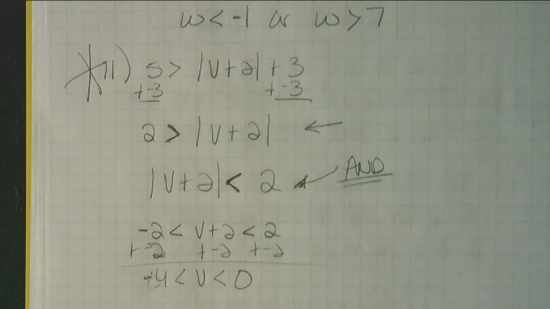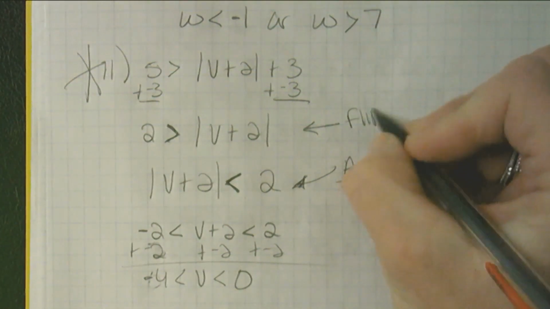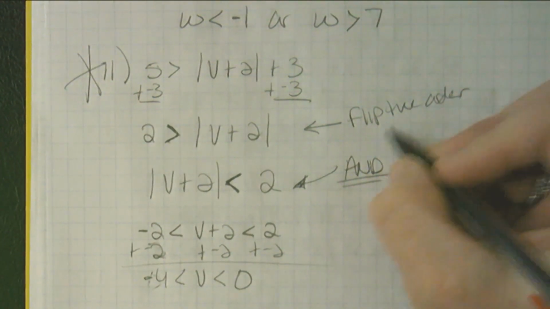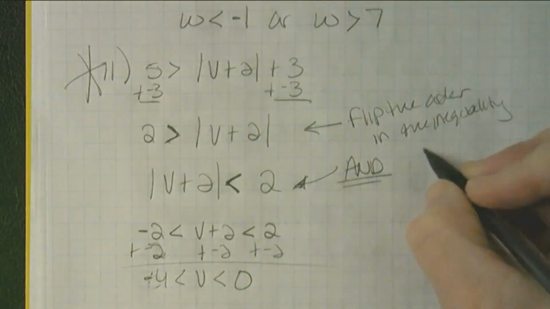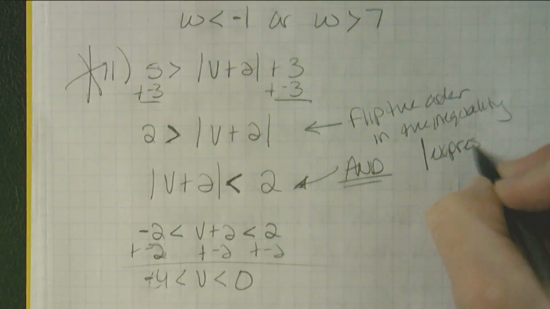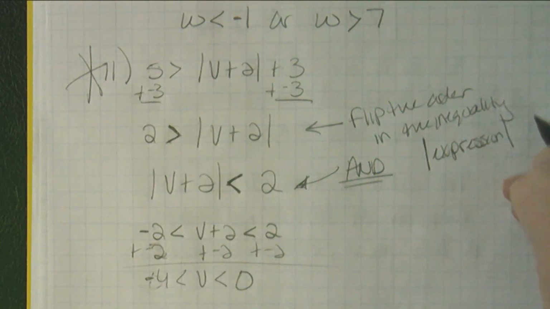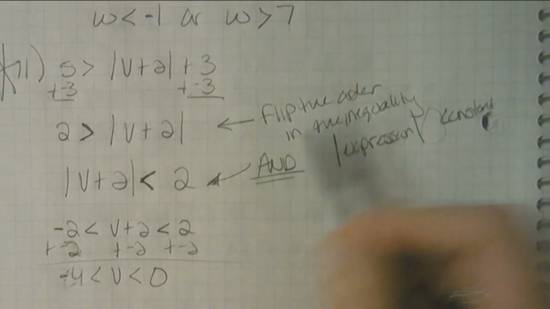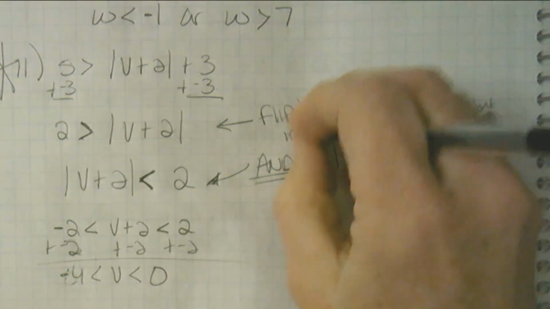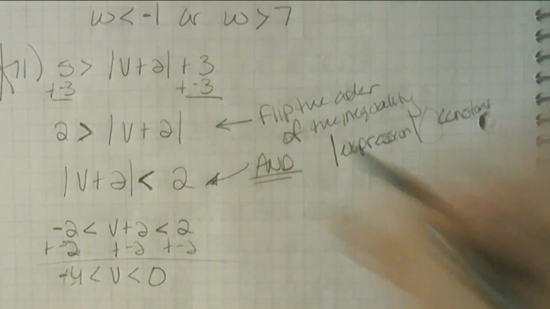Nick, what can I do for you, sweetie? We need to flip the order. Flip the order in the inequality. Because we need the absolute value expression on the left, we need the constant on the right with the absolute value symbol in between them. So I need to flip the order of the inequality. Thank you for asking that. Charlotte?